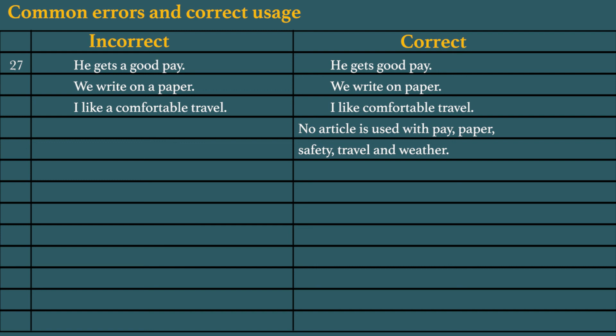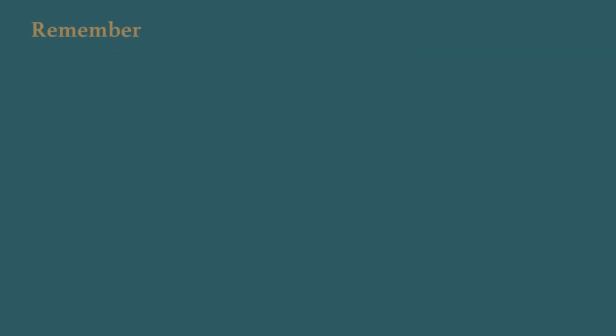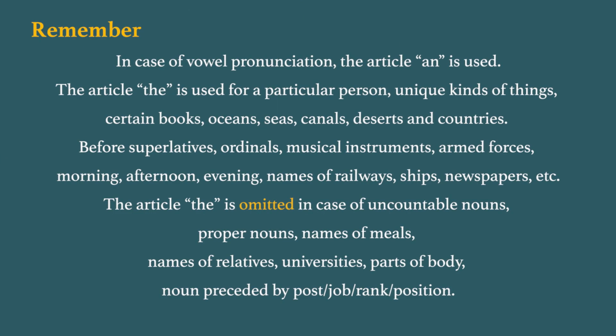Thus, we have seen information about the articles a and the. Now, let me summarize what we have seen today. We call it as remember. In case of vowel pronunciation, the article an is used. The article the is used for a particular person, unique kinds of things, certain books, oceans, seas, canals, deserts, and countries. Before superlatives, ordinals, musical instruments, armed forces, morning, afternoon, evening, names of railways, ships, newspapers, etc.